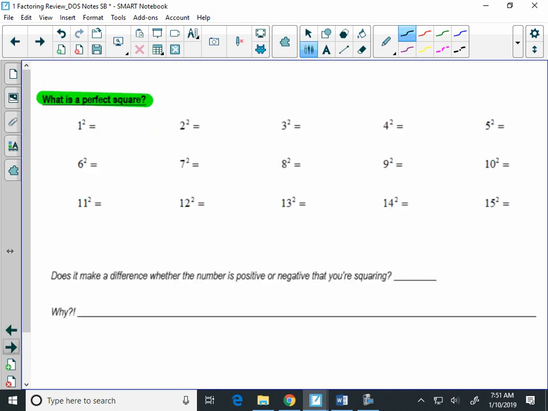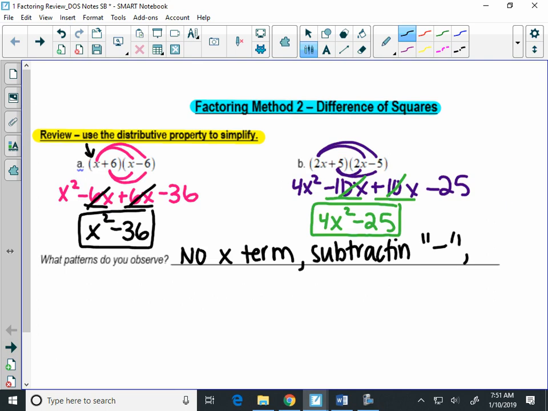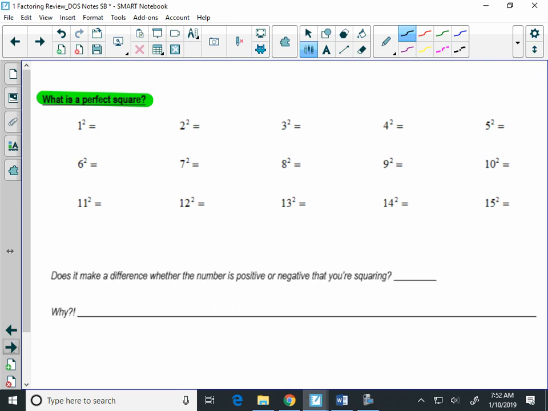So we're talking about squares here. That seems to be what's happening, right? We had x squared, 36, 4x squared, 25. I see numbers that look familiar. Let's talk about perfect squares here, right? A perfect square is a number that you get when you square something by itself. So like 1 squared, 1 times 1 is 1. 2 squared is 4. 9, 16, 25.